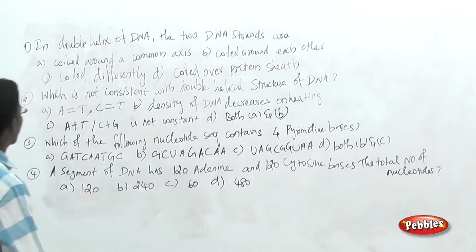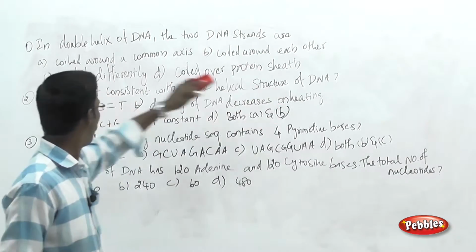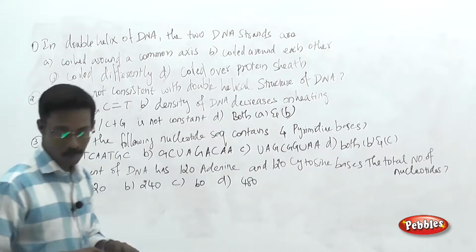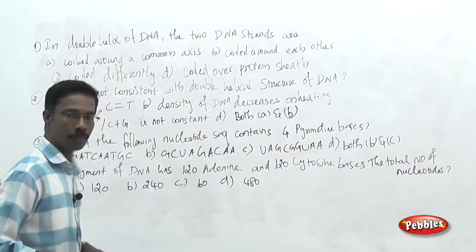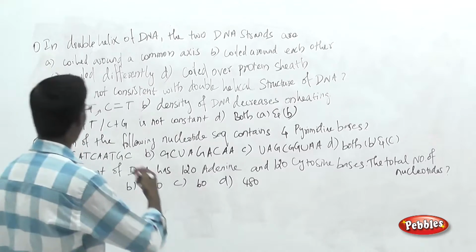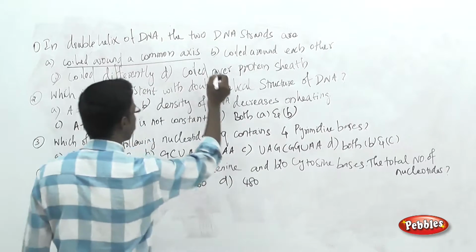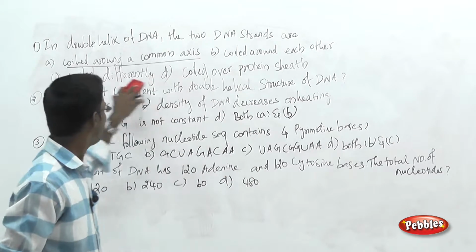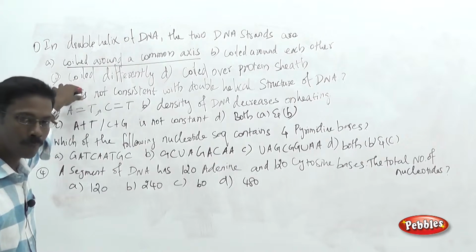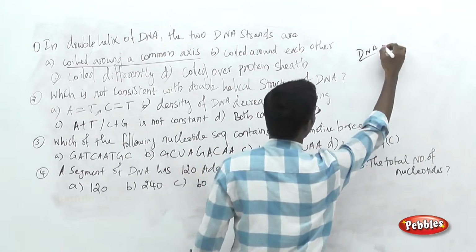See the next question. So in a double helix of DNA, the two DNA strands are... so over here they are talking about the double helical nature and the coiling nature of the DNA structure. Okay, so see the choices: coiled around a common axis, coiled around each other, coiled over a protein sheath, and coiled differently. Okay, so we all know DNA is made up of two strands.